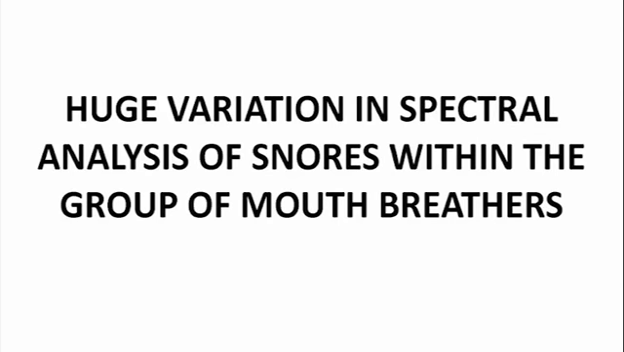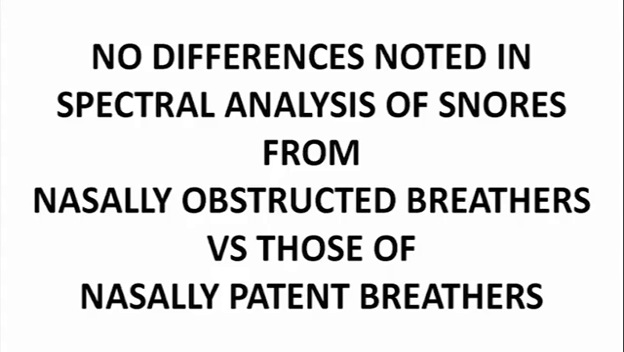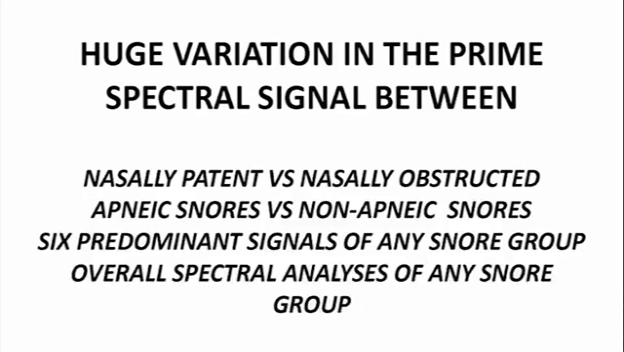So they snore differently in the middle of the night than they did in the early evening or late evening. And then I found huge variation in spectral analysis of snores within the group of mouth breathers. So mouth breathers doesn't mean that they snore similarly. Then I found no spectral differences in snores from nasally obstructed breathers versus those of nasally patent breathers. And then huge variation in the spectral signal was noted between apneic snores versus non-apneic snores, in the predominant signals of any snore group, and overall spectral analysis. There's huge variation in the snores of all different kinds, no correlation.